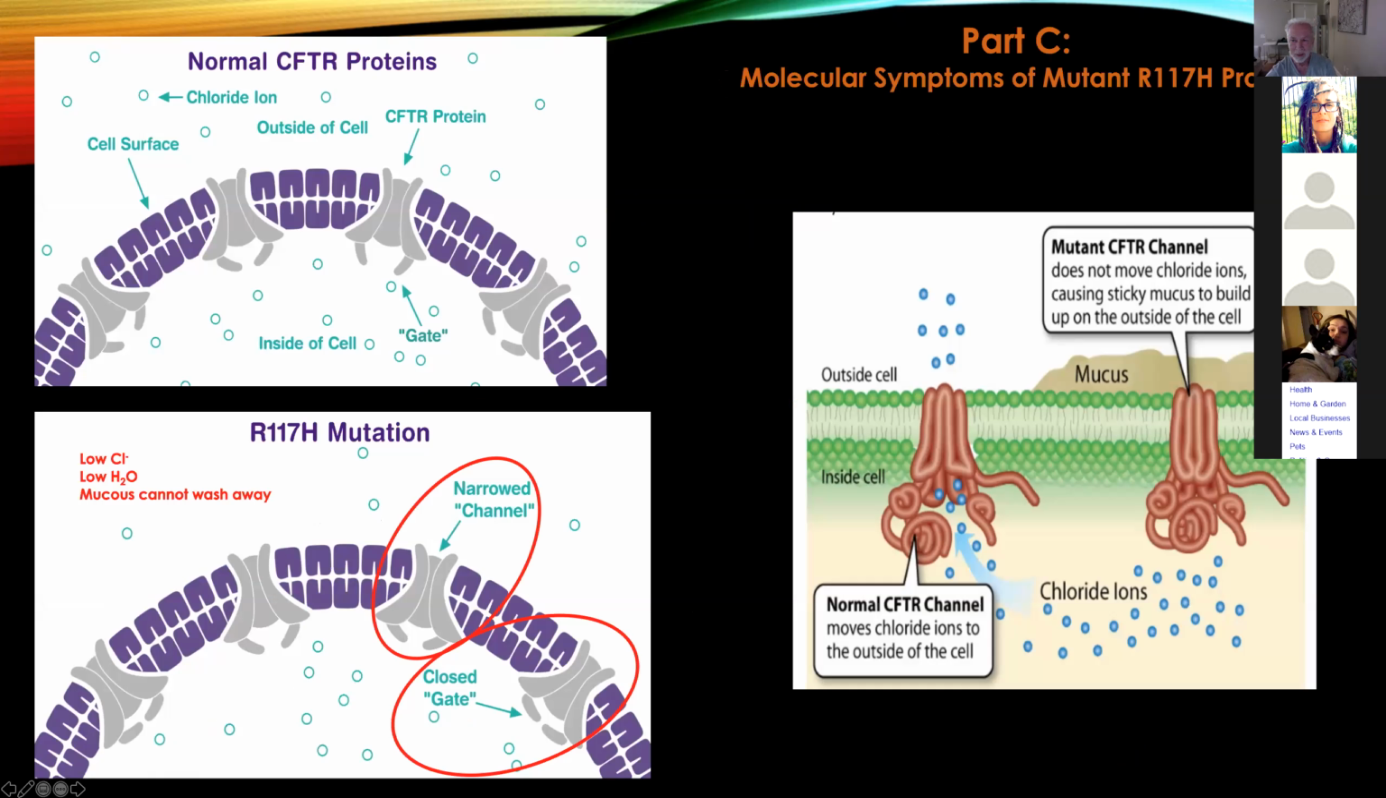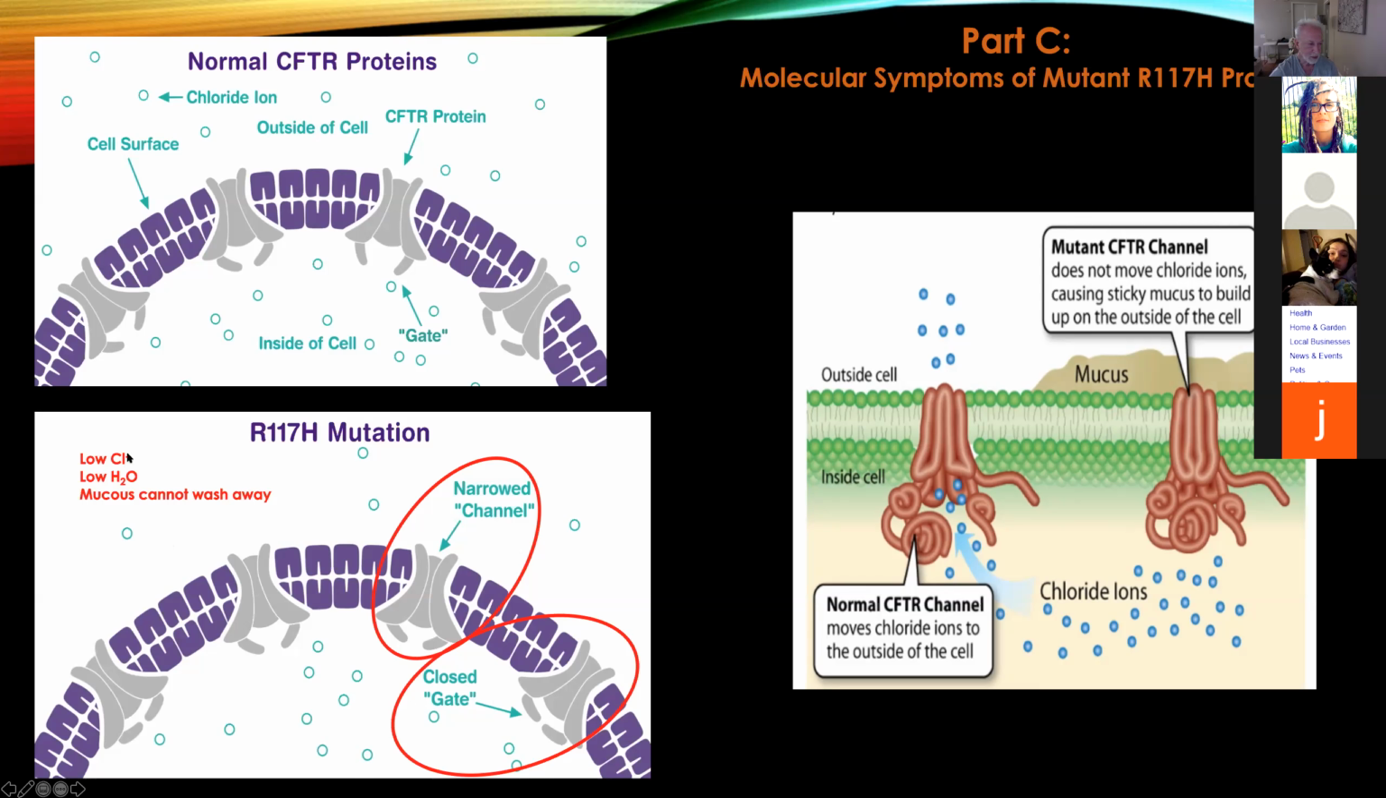What are the molecular symptoms of this mutation? I have a diagram here on the left. So in normal CFTR proteins, you can see this illustration of the protein in the membrane. Each one has a channel, and each one has a gate. Now in the R117H mutation, this channel is narrow, and this gate is closed most of the time. It only opens occasionally, and between these two, that's what slows down the transport of chloride ions.